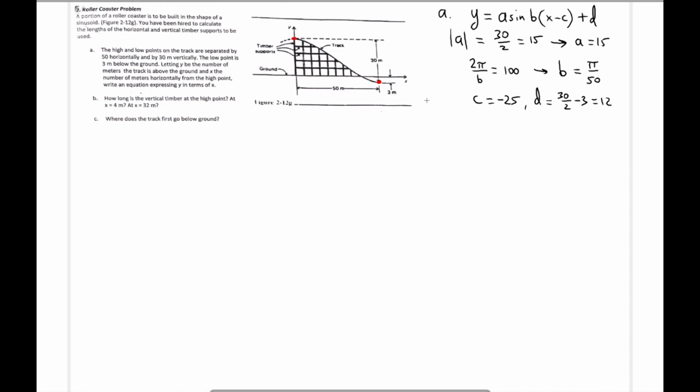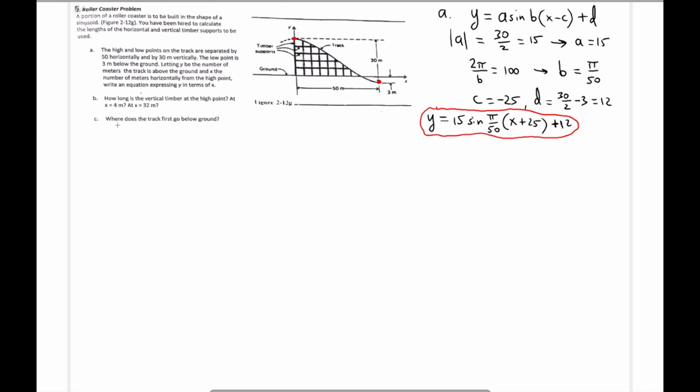All right, so now we know the complete equation, which will be y = 15 sine of pi over 50 times (x minus negative 25), so we have to add, right? Two minuses give us positive 25, plus 12, the d value. All right, so this is the equation that you've successfully found using understanding of what these constants a, b, c, d imply.